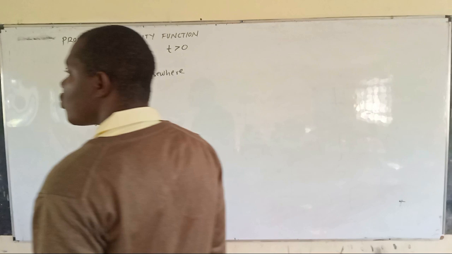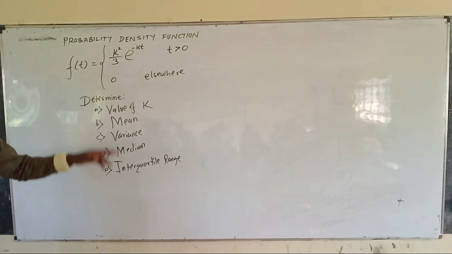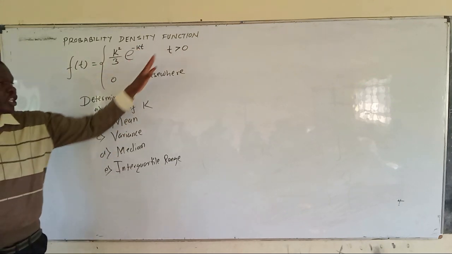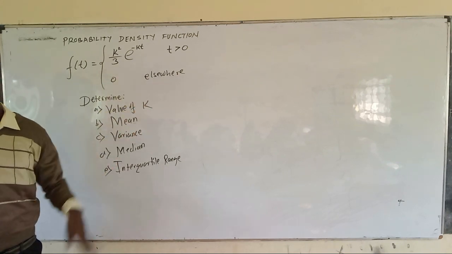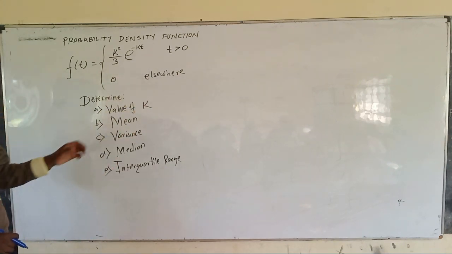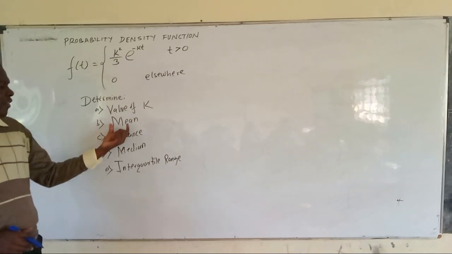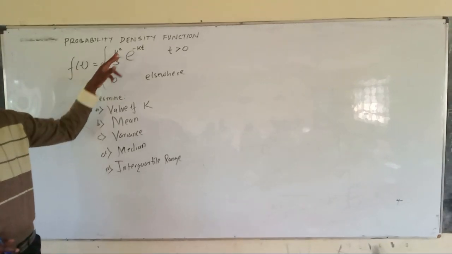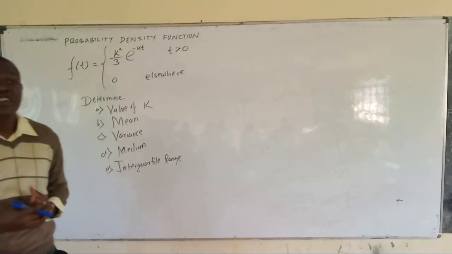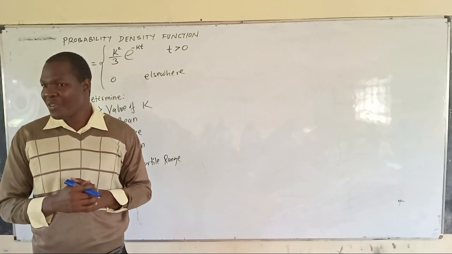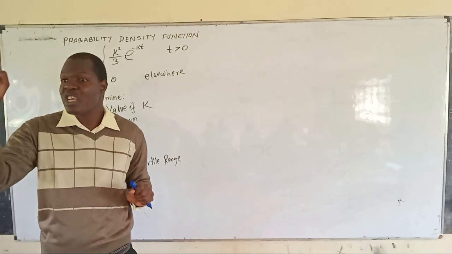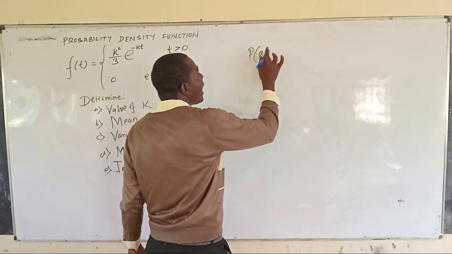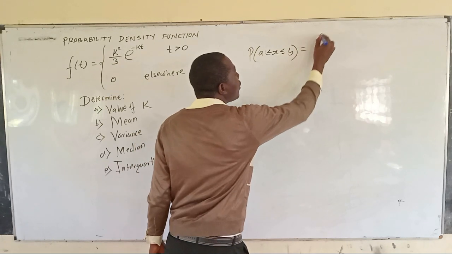So you'll be told a continuous random variable has the probability density function f(t) equal to k squared over 3 e^(-kt) for t greater than 0, or 0 elsewhere. Then you are to determine the value of k, the mean, the variance, the median, and the interquartile range. If you're looking for the value of the constant, you are getting the probability over the whole range, which is 1.